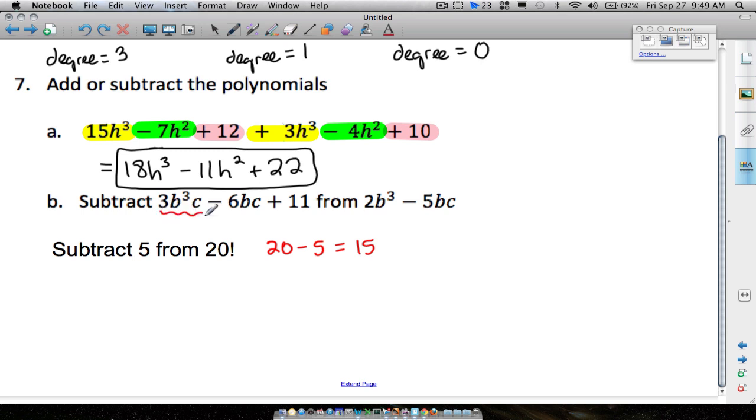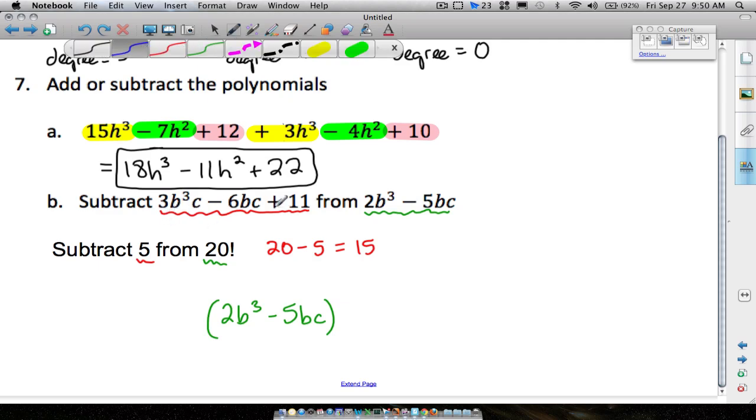This stuff right here is in the same spot that 5 is in, whereas this stuff right here is in the same spot that the 20 is in. So this is the first thing you want to write, just like we wrote 20 first. So we have 2b cubed minus 5bc. That's the first polynomial. And we want to subtract that junk from that, just like we subtracted 5 from 20. So this is the second polynomial that we're going to write down, and we want to subtract it.